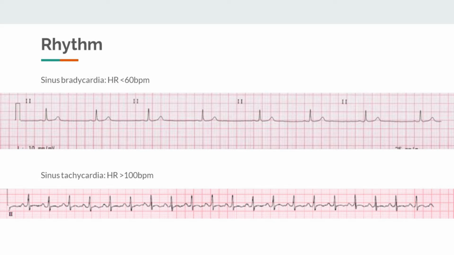The EKG paper sizing for both of these is the same, and just by glancing at the two, you can tell that the heart is beating a lot quicker in the bottom EKG than the top EKG. In both of these examples, the P waves are identifiable, which makes them examples of sinus rhythms.